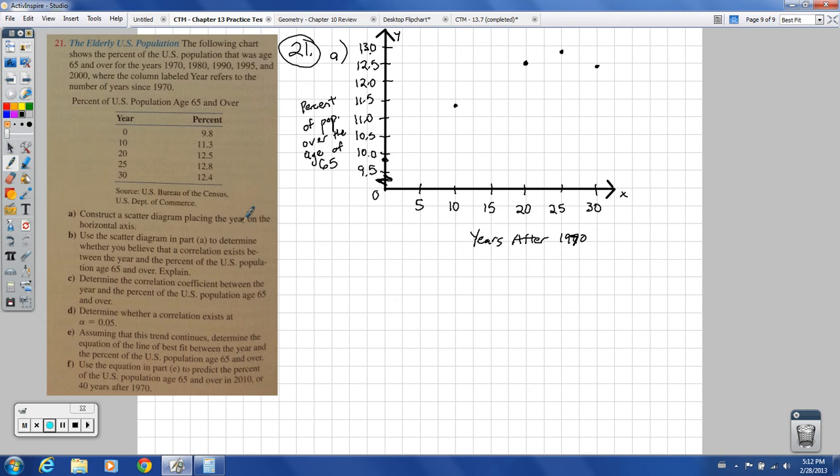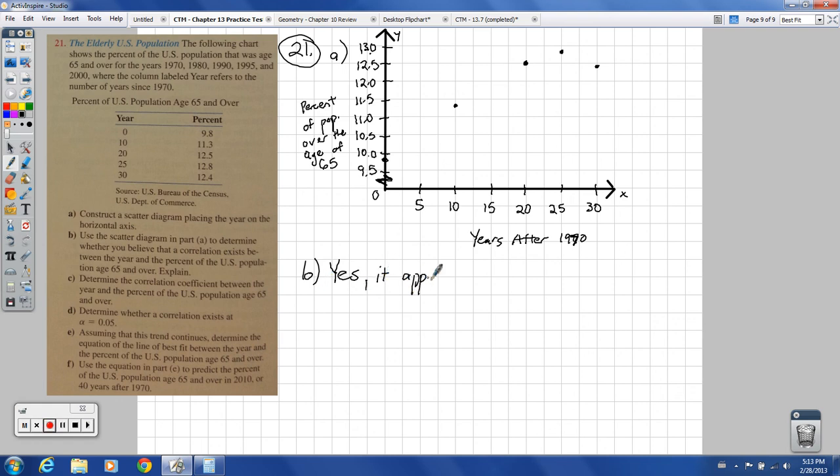For part A, we're going to use our scatter diagram to determine whether you believe that correlation exists between the year and so on. So I would say, just looking at that, yes, it looks like it's going up as I move from left to right in a fairly linear manner. The book, if you look in the back, just says yes, but it says to explain here, so I'm a little disappointed in them. So this is a yes. They didn't give a good explanation. I will give mine here.